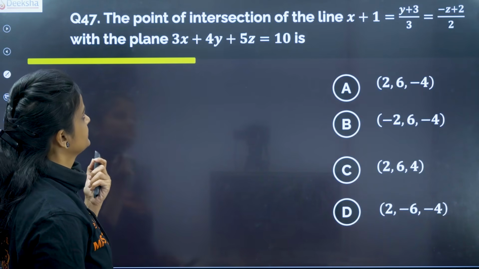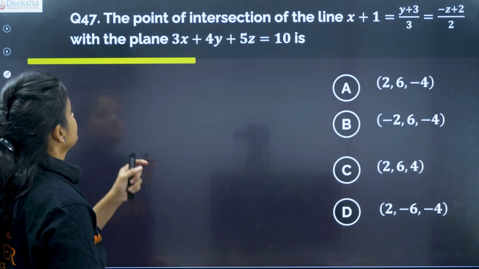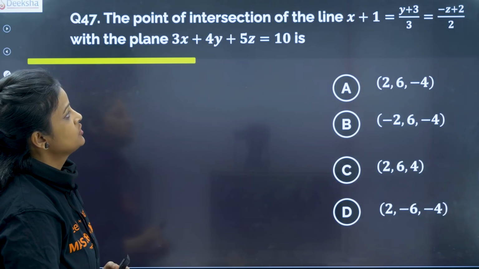Okay, go with that method. Let's see the next question. The point of the intersection of the line.